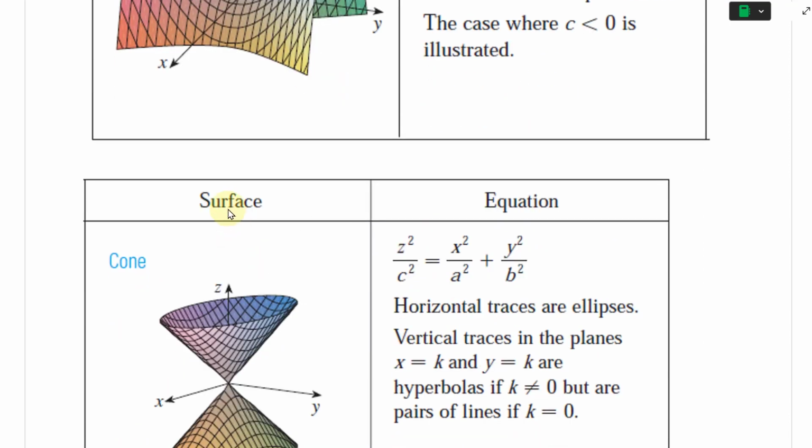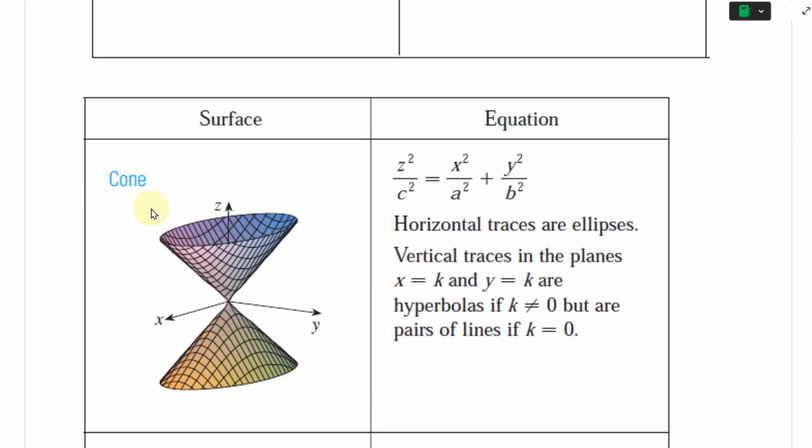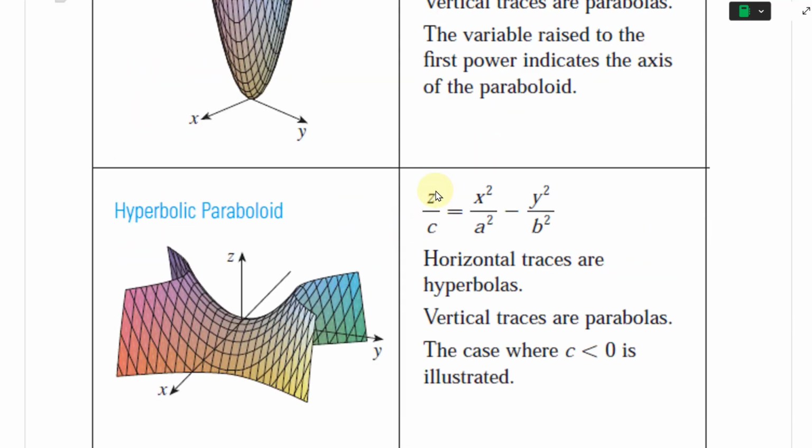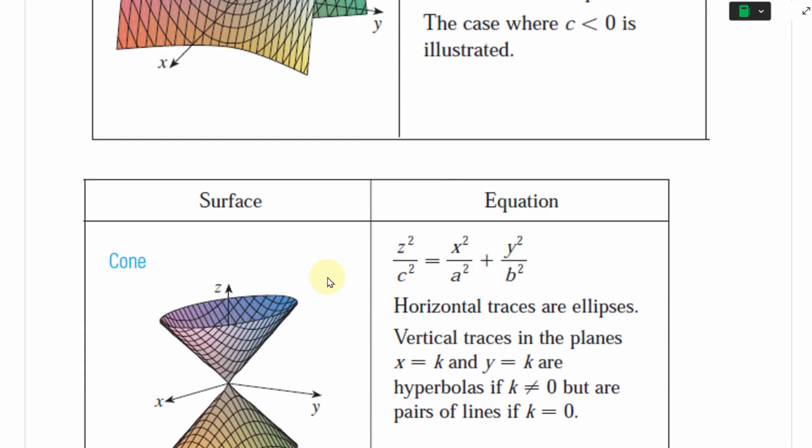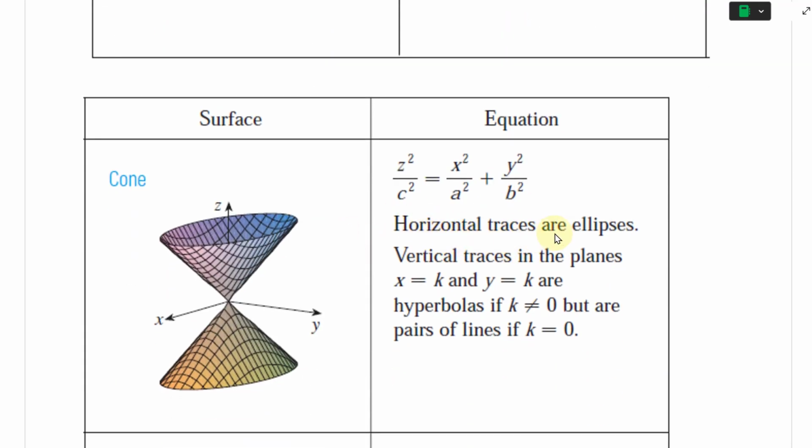All right, going further, the next surface is a cone. It looks like this, and the equation is z squared over c squared equals x squared over a squared plus y squared over b squared. The difference is that here z is also squared, so I put c squared as well to make it similar to the others. And then horizontal traces are ellipses. Yes, the horizontal, you're going to get an ellipse.